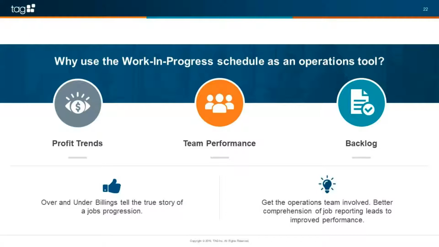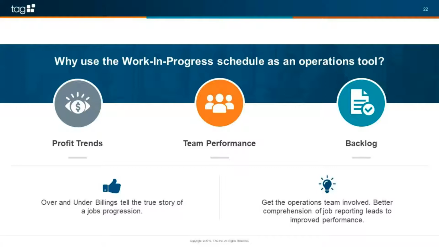So the next thing I want to discuss is your work in progress schedule and how that can be used as an operations tool. So some of the main things that I use the WIP schedule for is to keep track of profit trends, look at team performance, and to keep an eye on my backlog. Also, over and under billing analysis tell you the true story of a job's progression.